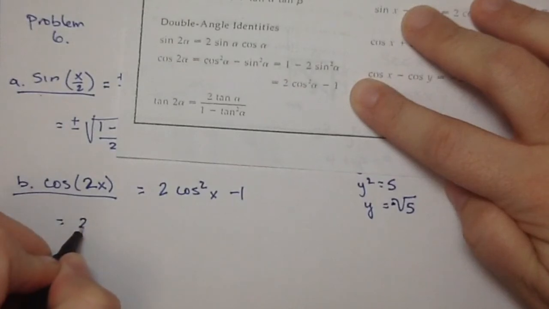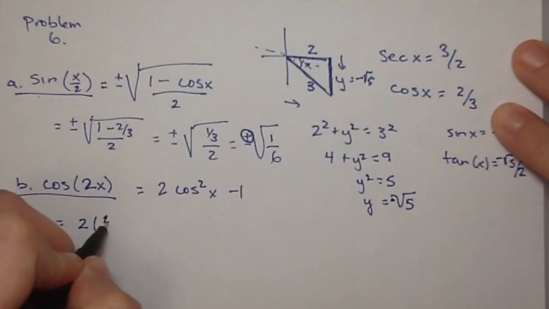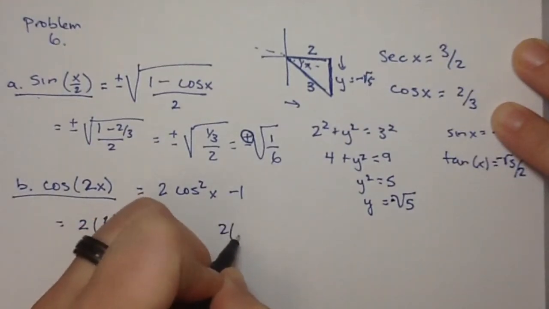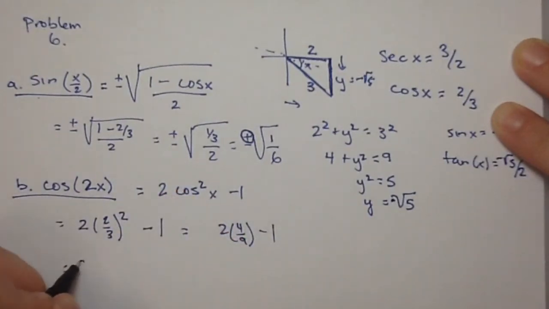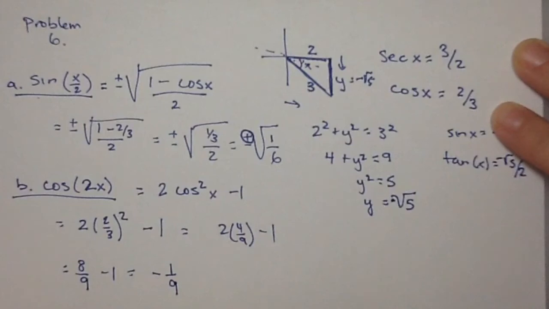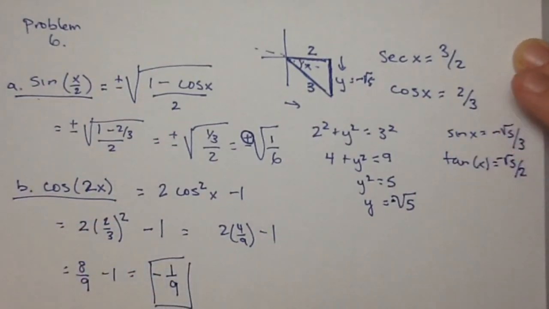So that's 2 times cosine of x, which is 2/3, squared, minus 1. So that is 2 times 4/9 minus 1. So that's 8/9 minus 1, which is negative 1 over 9. And that's done.